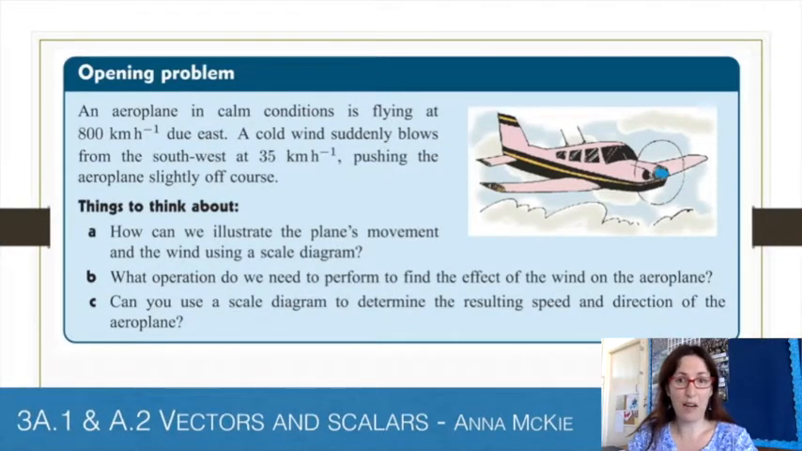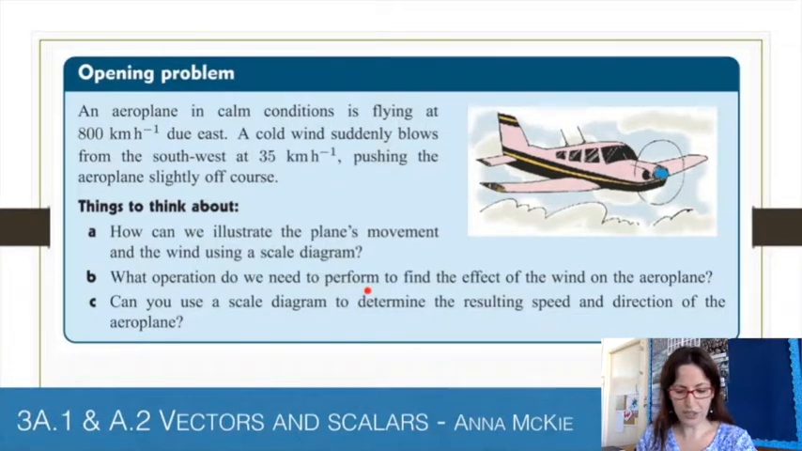What is a vector? How might we use it? So in this example, if you imagine an aeroplane flying in calm conditions at 800 kilometers per hour due east, and then a cold wind suddenly blows from the southwest at 31 kilometers per hour, pushing the aeroplane slightly off course. How could you illustrate that, the movement and the wind, using a diagram that's to scale?